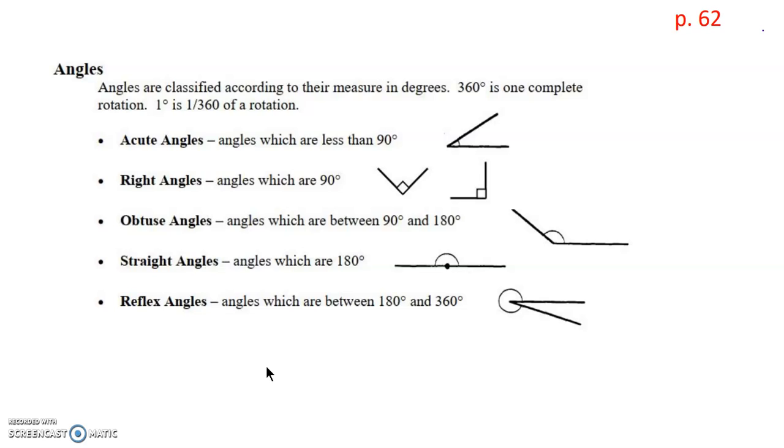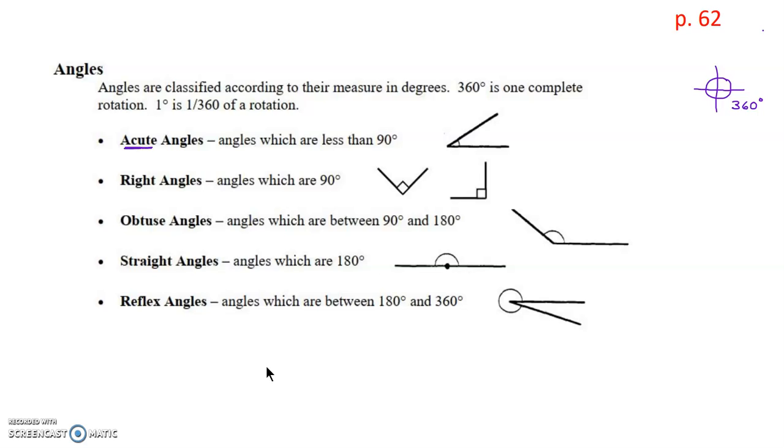Angles are classified according to their degrees. So if we look at intersecting lines, whether they intersect at 90 degrees, whether they're perpendicular or not, doesn't matter. If we look at all the angles that are formed there, they are going to equal a full circle, which is 360 degrees. So these angles are classified based on how many degrees they are, and we start with the small angles, which are called acute angles.